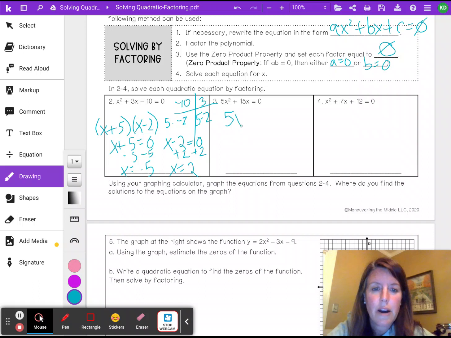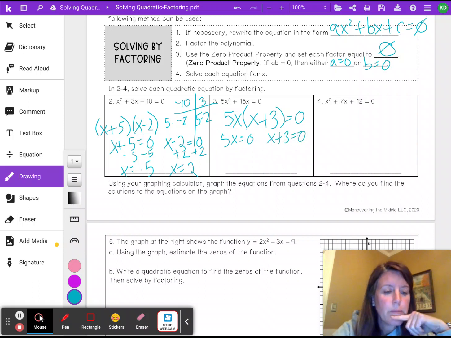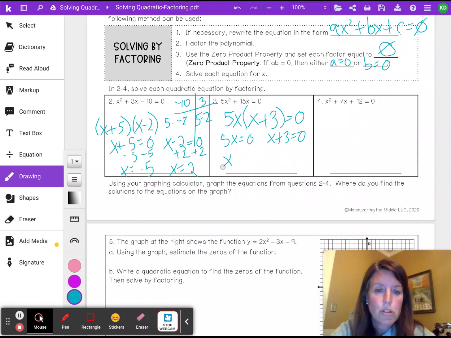So we can pull our 5x out. And then on the inside of the parentheses, we can just do x, because 5x times x is 5x squared. And then plus 3, because 5x times 3 is 15x. And then set that equal to 0. So these are both of my terms, 5x and then x plus 3. So 5x equals 0. And then x plus 3 equals 0. All right, so to solve both of these, the first one, we would divide by 5 on both sides, and then x would just be 0. And then if you subtract 3 on both sides, x equals negative 3.